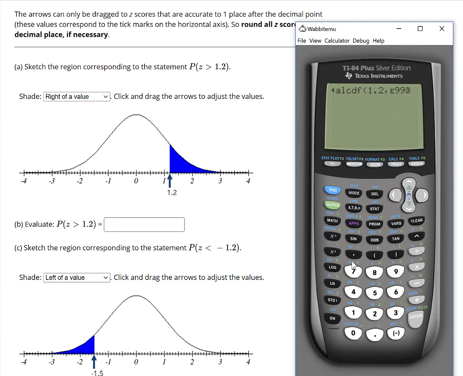You can give it up to 2 additional inputs, a mean and a standard deviation, but if you do that, make sure you put a mean of 0 and a standard deviation of 1, since we're dealing with z-scores. But if you just use 2 inputs, it will default to z-scores. So, 0.1151.